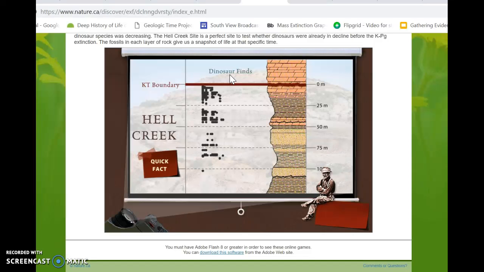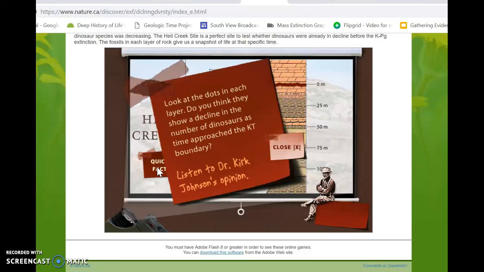Number 12 says, what do you observe about the dots above the KPG boundary? Well, there aren't any. So I can conclude that the dinosaurs did not survive the KPG event. All right, now number 13. Let's see here.